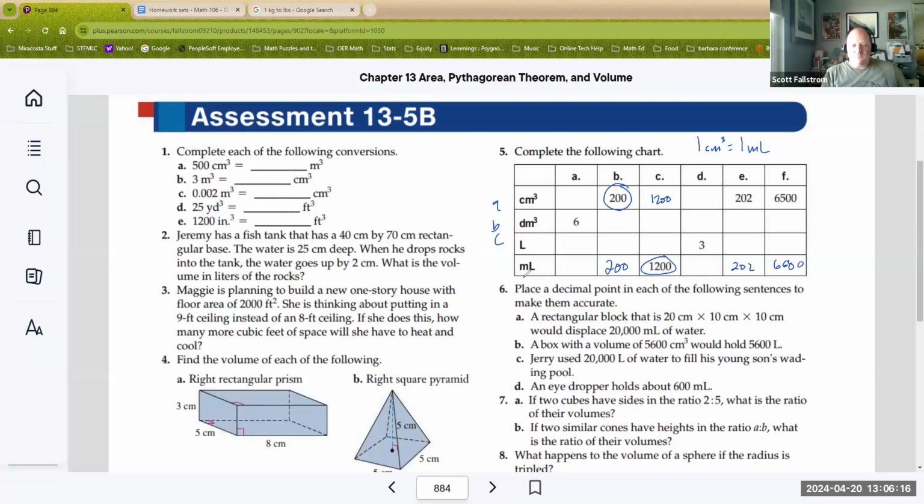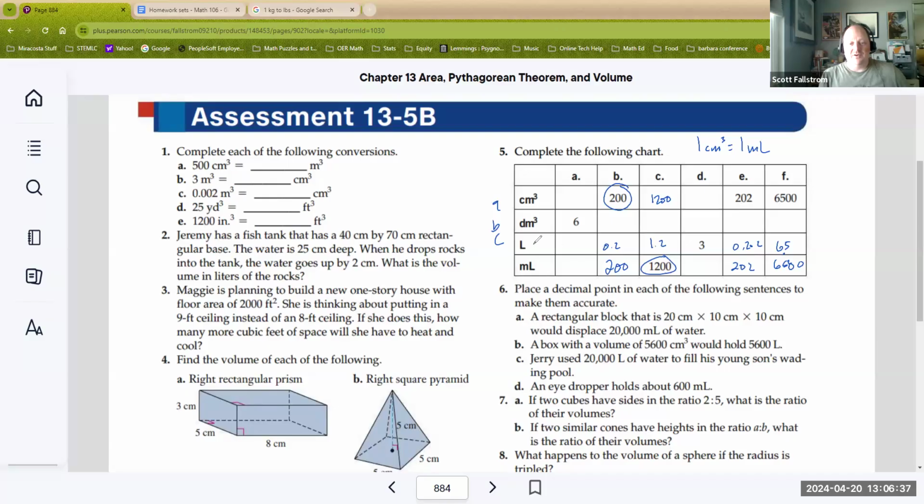Okay. Now, milliliters to liters. King Henry's dear mother drinks chocolate milk, right? What is that? That's 3 spaces. So 3 spaces here would be 0.2. 3 spaces here would be 1.2. 3 spaces here, 0.202. And this one would be 6.5.